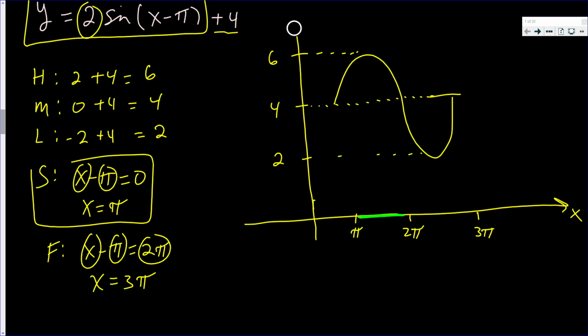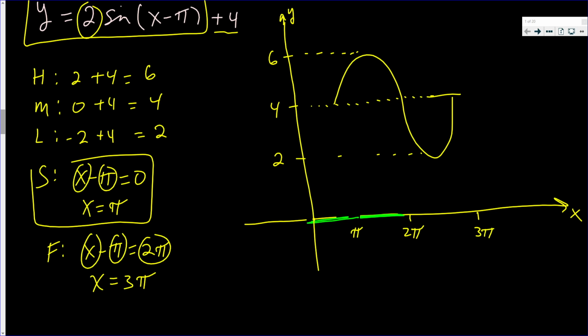Okay, let us get rid of the y-axis. And let us move from pi. I have to move pi units to the left. I go pi units to the left, and there's my y-axis, and I didn't even have to erase those numbers. I lucked out.